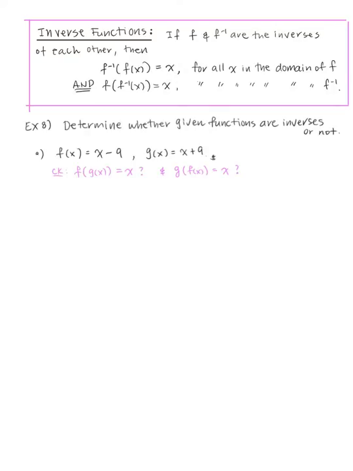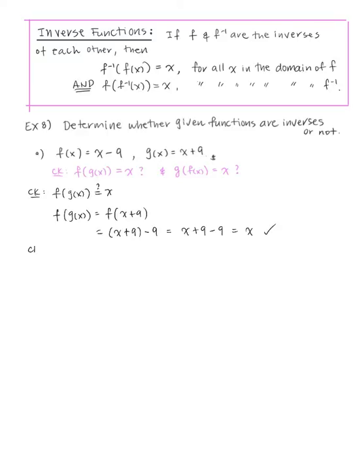So let's get to work then. So let's first check, is f of g of x going to equal x? All right, so let's do it. F of g of x, so this is f of x plus 9. So now what we need to do is, remember, you're going to have to plug x plus 9 in place of x under f of x. So here what we're going to get is x plus 9 and then minus 9, which gives us x plus 9 minus 9, which is x. All right, so far so good.